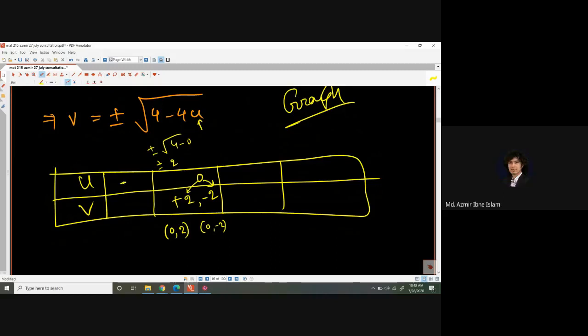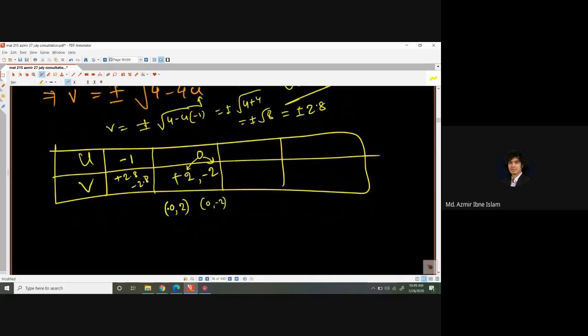Let's take another value, -1. If we input -1 here, my v will be plus minus root over 4 minus 4 times -1. So plus minus root over 4 plus 4, we are getting plus minus root 8. Can you please tell what is the numerical value of square root of 8? That is approximately 2.83, sir. 2.8, thank you. So here we are getting 2.8 and -2.8. Clear?